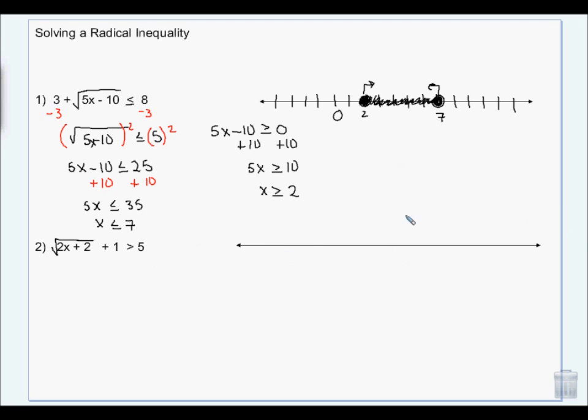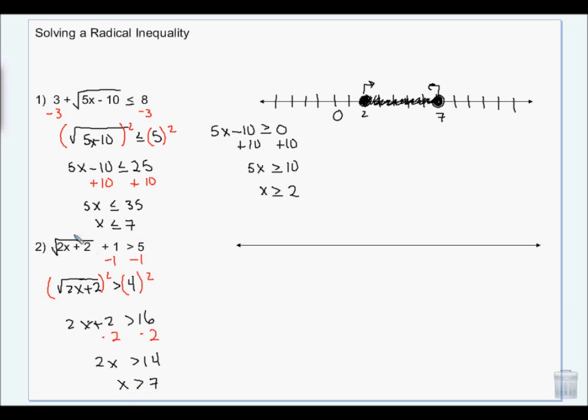So let's try this next one. I'm going to solve the equation first. Square both sides. So 2x plus 2 is greater than 16. Subtract 2. 2x is greater than 14, so x is greater than 7.